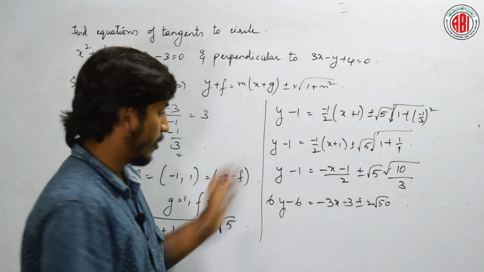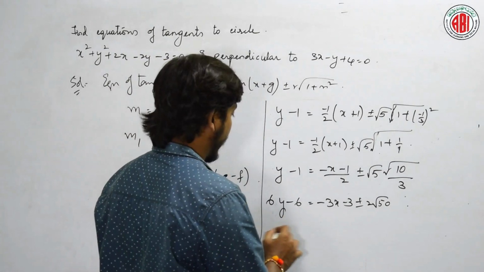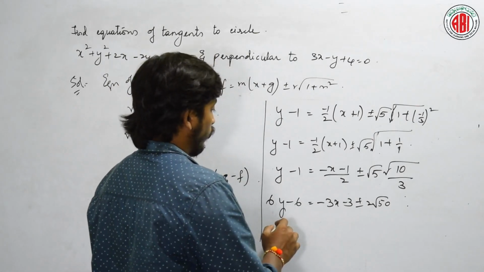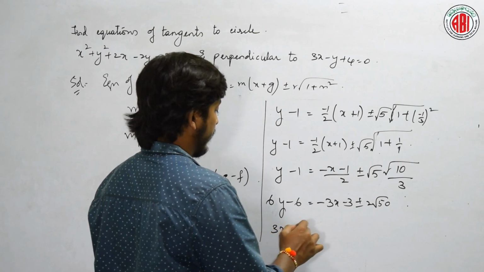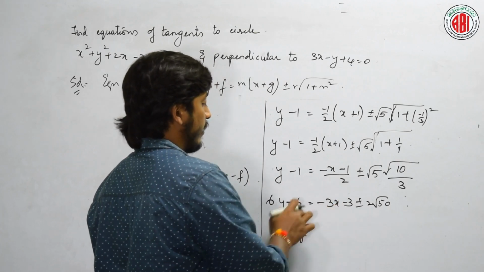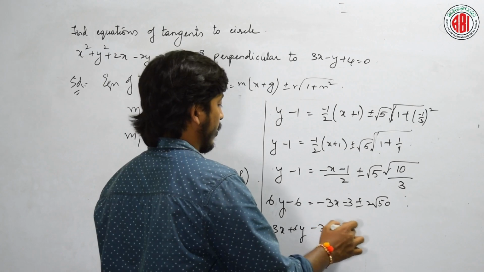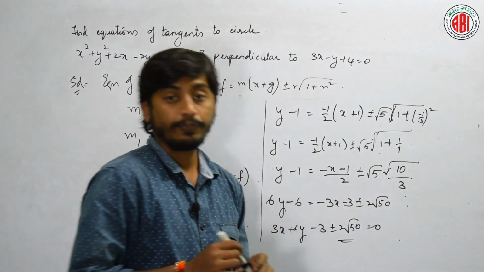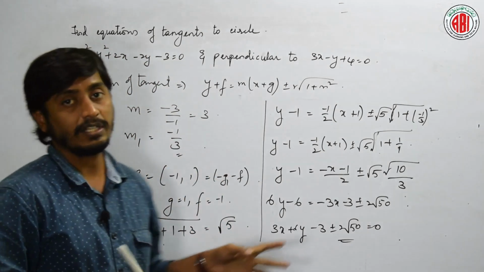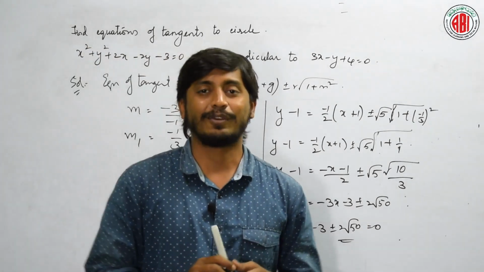Clear? Let us bring all together, then I will get 3x plus 6y, and 3 minus 6 is minus 3, plus or minus 2 root 50 equal to 0. Is it right? Is it not easy to solve? Fine. Shall we move on to the next problem?